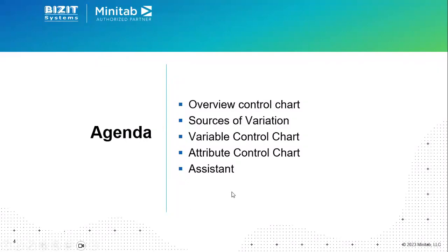And after that, I will show how to create control charts for variables and then attributes using the Minitab Statistical Software. And then the last part is the features available inside the Stat menu. We can use the Assistant to create the control chart. So there are many ways you can get a control chart in the Minitab Statistical Software.